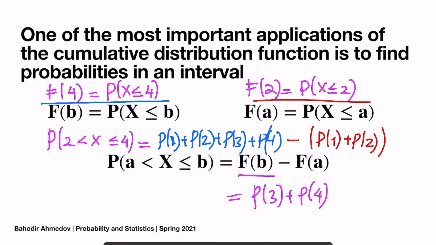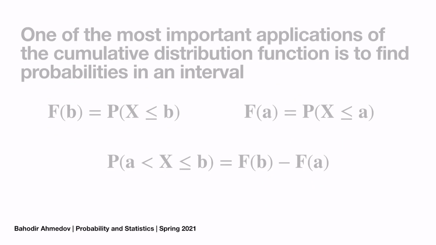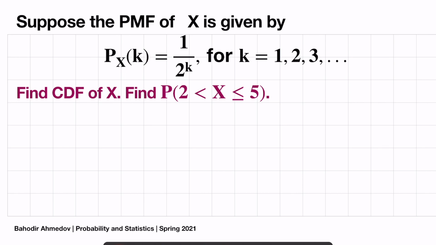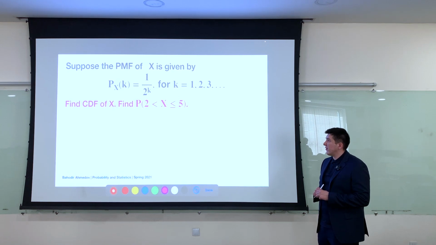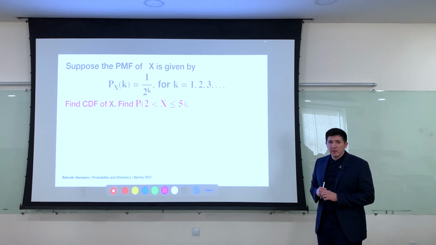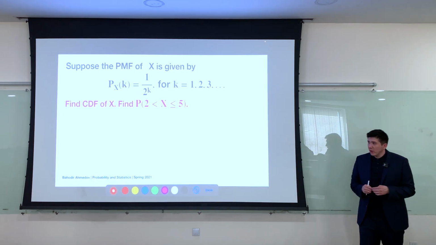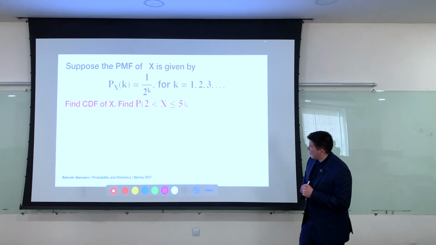Okay, so let's do a small example or a small exercise. Suppose that a PMF of a random variable is given like this. When your random variable X is equal to k, then its probability is going to be simply equal to 1 over 2 to the power of k. What you need to do is, first of all, find the CDF, the cumulative distribution function. And then you need to find the probability that your random variable X is between 2 and 5. Okay? So first of all, before we proceed, I would like to ask you a couple of questions.